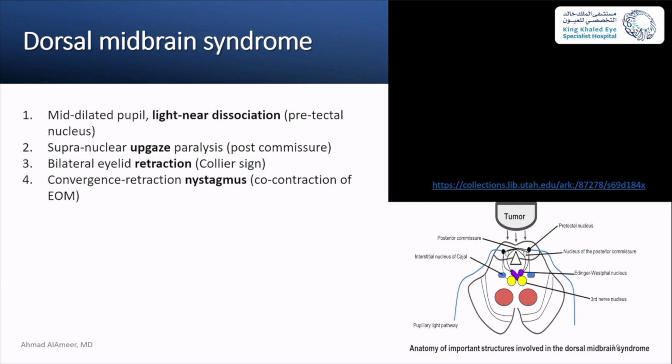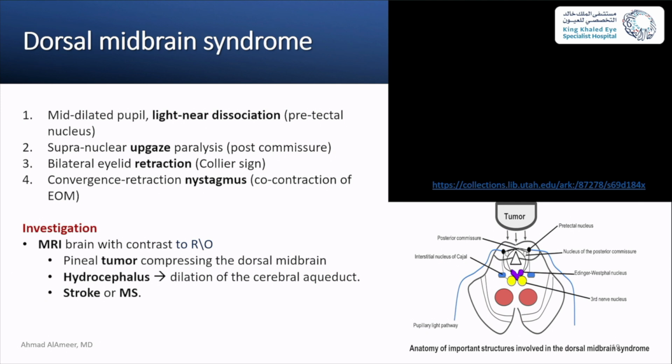So in those cases, what are you going to do? Imaging, to look for any compressive lesion to the dorsal part of the midbrain. Okay? Also look for hydrocephalus, because the cerebral aqueduct is here. If it's dilated, it can compress the dorsal part of the midbrain. Also look for signs of stroke and demyelination like multiple sclerosis.